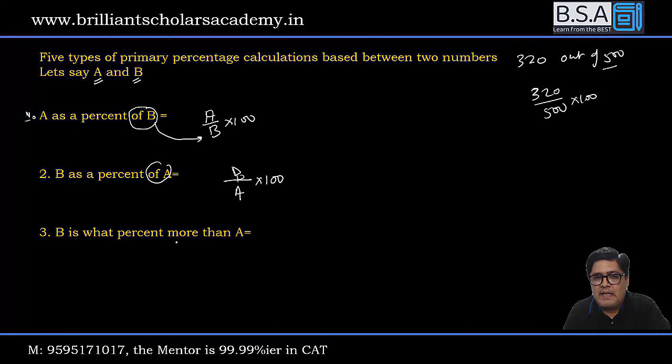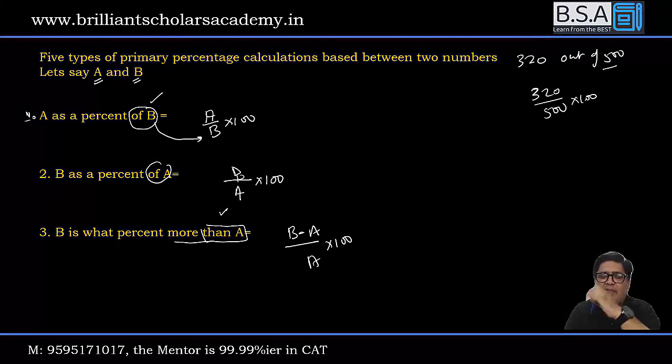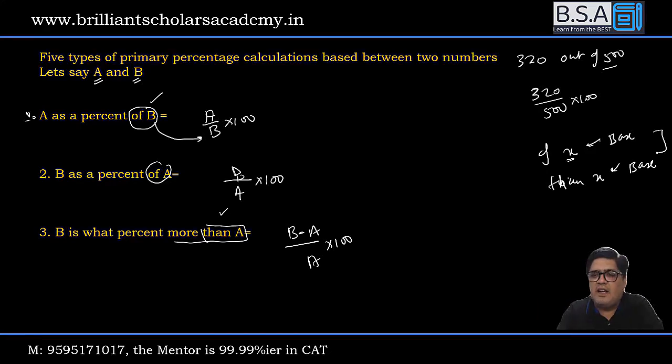B is what percentage more than A. So I want to know more. More means a difference. More means a gap. Then A is the denominator. So there are 4 or 5 calculations that are repeatedly seen in percentages. 3 of them are on the screen. Observe कर लो, इसमें लिखना कुछ भी नहीं है. Simply use this sentence. Whatever comes after of, whatever comes after then is the base. Of के बाद जो आ गया, ये base है. Whatever comes after then, that is the base. बस denominator क्या होगा? I am trying to show you.